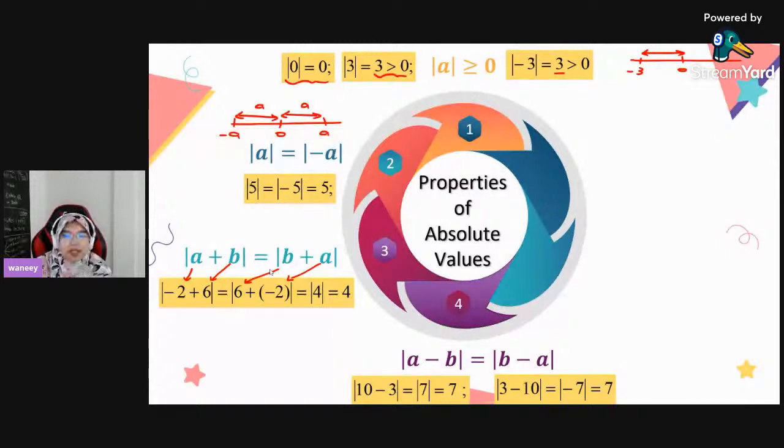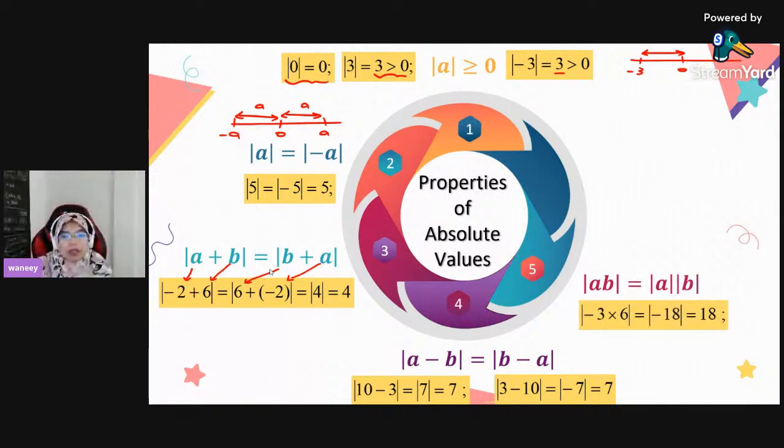Now the fifth one. We already have plus and minus, so now multiplication. If you have a multiplication inside the modulus, you can separate them into two different moduli. The modulus of AB is equal to the modulus of A times the modulus of B. So you can easily separate them. For example, the modulus of -3 times 6 is equal to the modulus of -18, which is equal to 18. Or you can do it one by one: the modulus of -3 multiplied with the modulus of 6 is equal to 18 as well. So we get the same answer. You can multiply first and then take the modulus, or separate them and take the modulus one by one. So that is the fifth one.